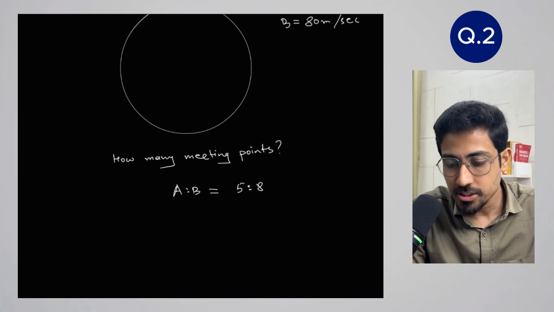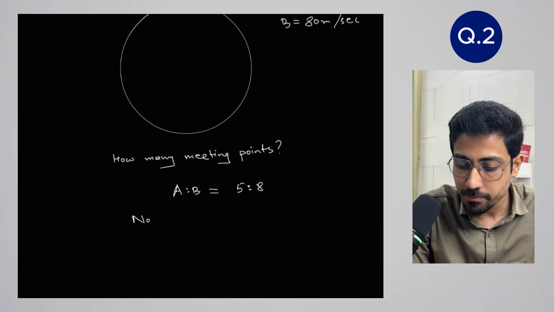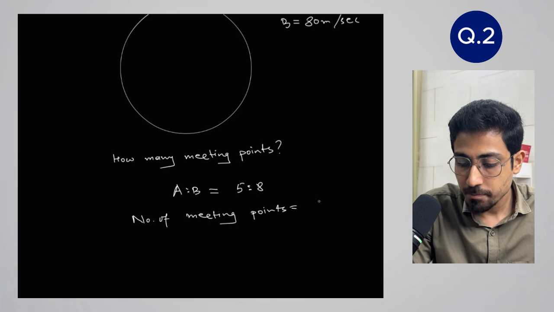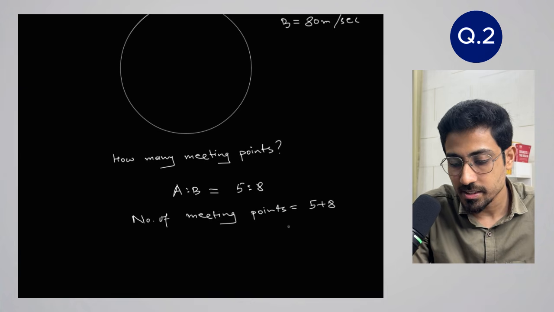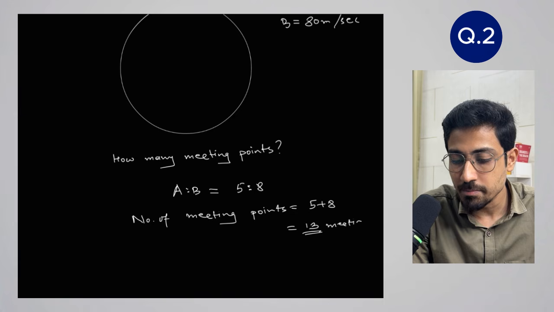5:8 is the speed ratio. And after that, what we have to do is the number of meeting points will be 5 plus 8 this time. Previously it was minus, this time it will be plus, which is 13 meeting points. They will meet at 13 meeting points.